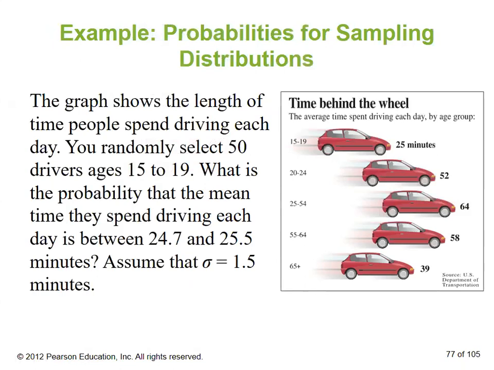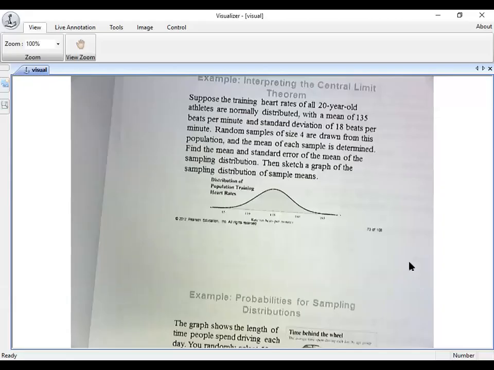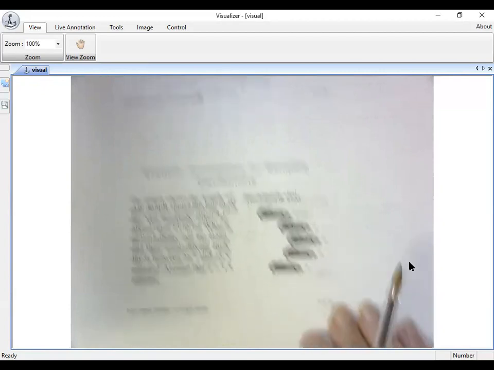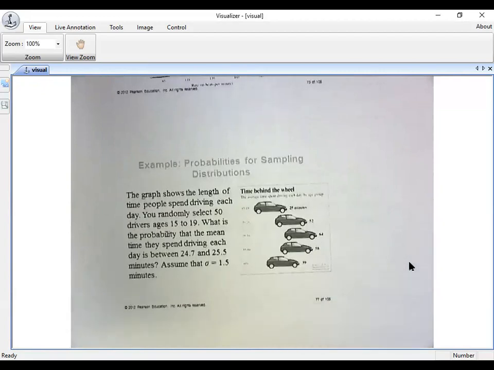Do I have a central limit theorem problem here? What do you think? Yes. Okay, and the reason you're saying that is why? Because did you see the words normally distributed anywhere? No. So if I didn't see that, the only thing I can do is make sure the sample size is greater than 30, and then I can assume that my sample will be normally distributed.